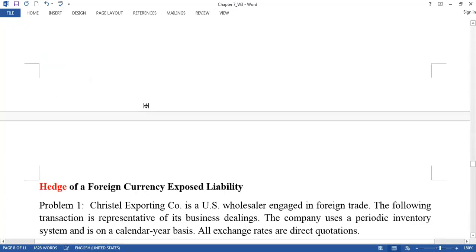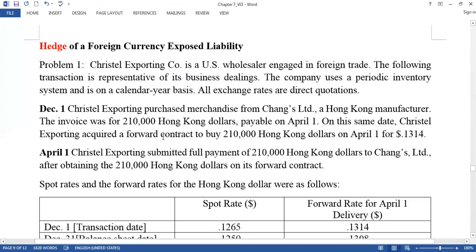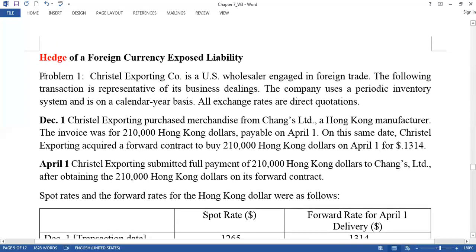Read the question carefully. The question will give you a clear idea. If you have any question, you can stop me anytime, but this is a very, very critical concept. So Crystal Exporting Company is a US company. The following transactions are dealing with international business.